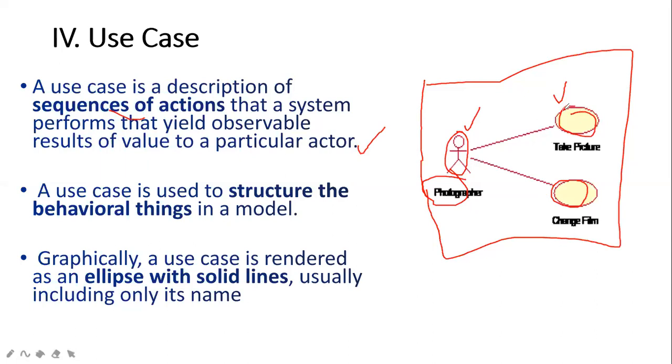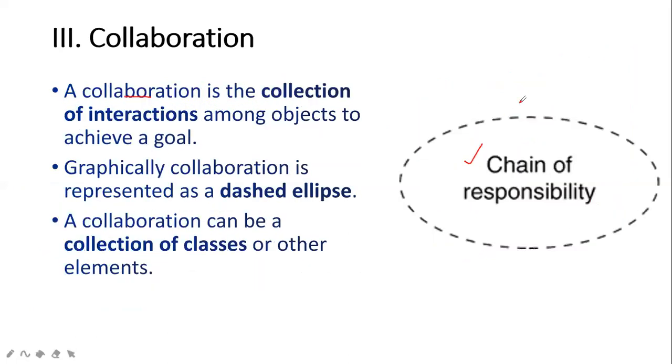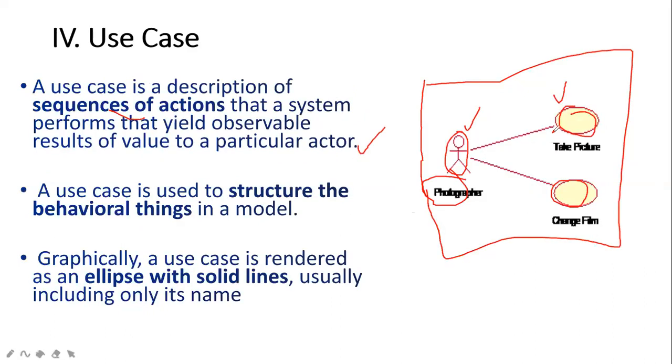The way these use cases are rendered graphically is in an ellipse form with solid lines. Don't get confused with the collaboration. Collaboration was in dashed lines and the name was written inside. Here we have the same shape, the ellipse, but with a solid line, and the name can be written outside or inside. Both ways are fine.